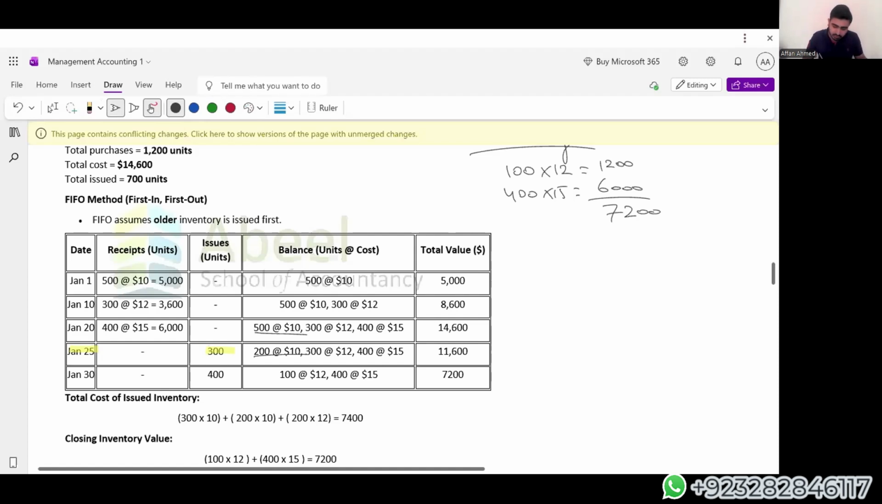200 out of this is going to be crossed out. 100 out at the rate of 12, and 400 at the price of 15. So 7,200 is the price that we have calculated earlier on as well.